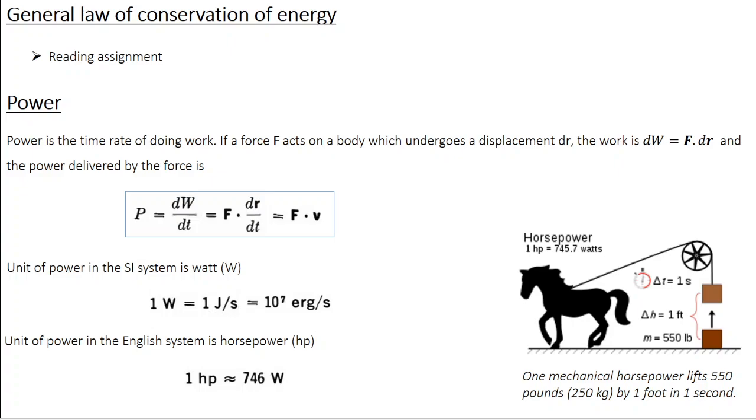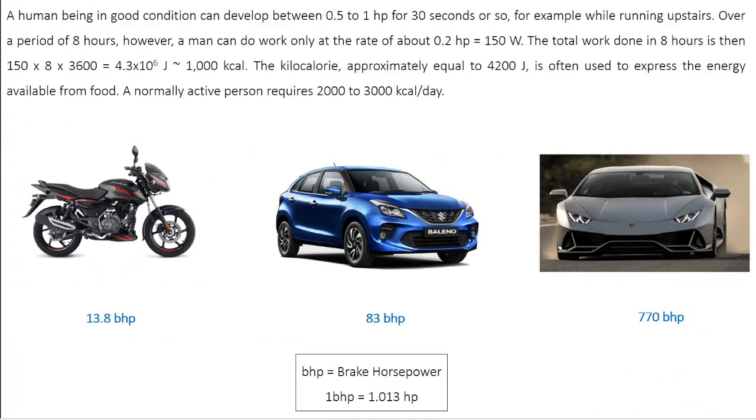And power rating is not only important for machines, it is also applicable to human beings, because we also do work all the time, right? And the rate of doing work you can calculate in terms of power delivery. For example, a human being in good physical condition can develop between 0.5 to 1 horsepower for 30 seconds or so, for example, while running upstairs. So this is quite a high amount of power generated.